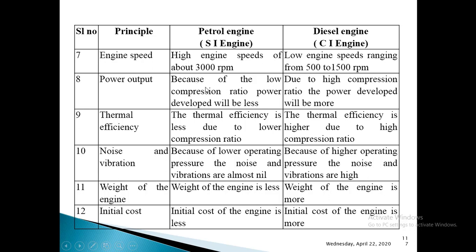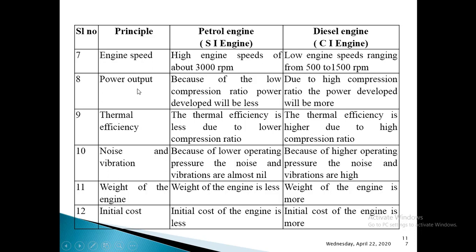You can see there, because of the lower compression ratio, as you all know that petrol engine compression ratio will be less there. So because of that, the power developed in a petrol engine is less, whereas power developed in the diesel engine will be more because of high compression ratio. So remember that power output in case of petrol engine is less, in case of diesel engine it is more. The reason is less compression ratio in petrol engine, high compression ratio in diesel engine. This is the reason or justification.